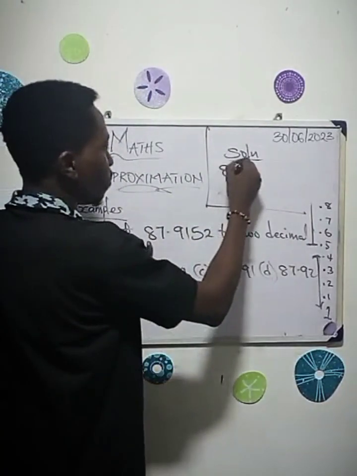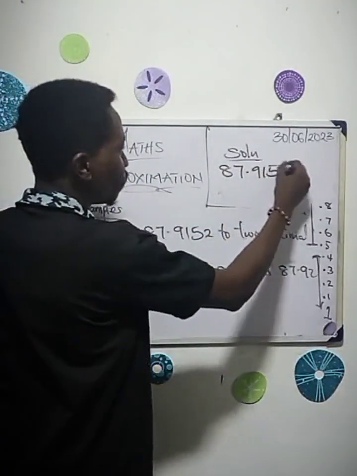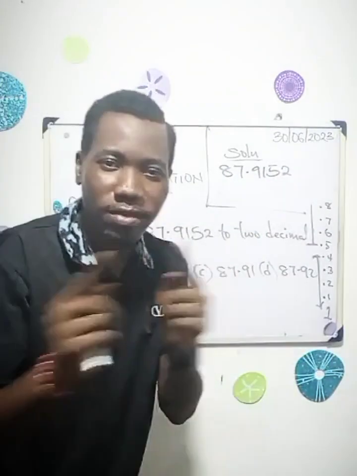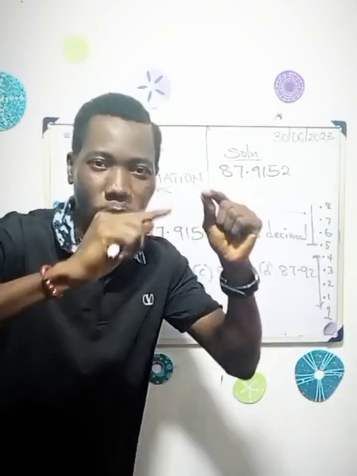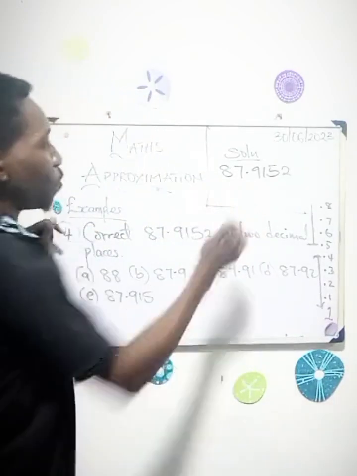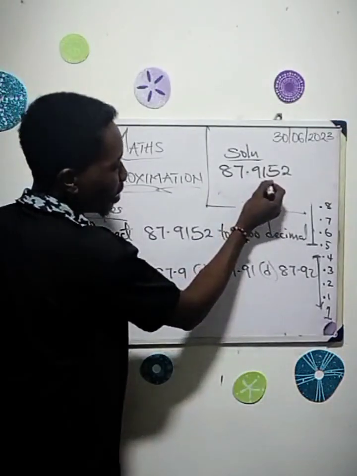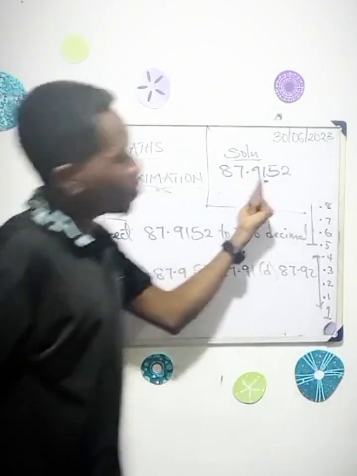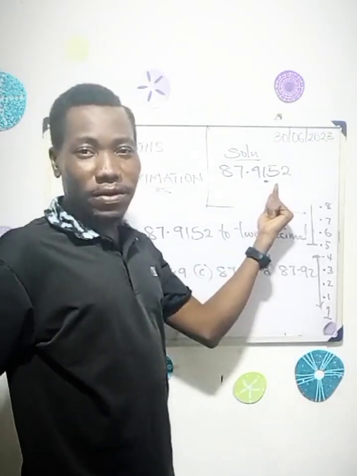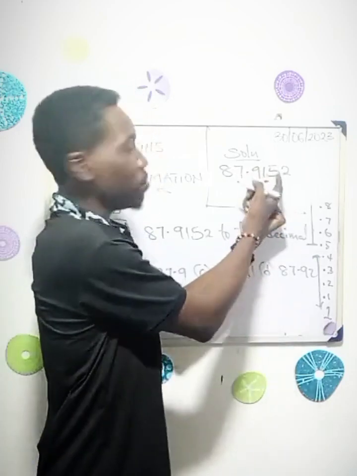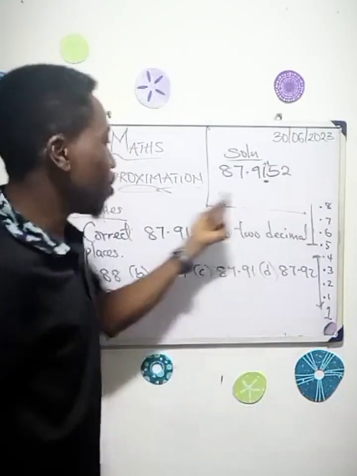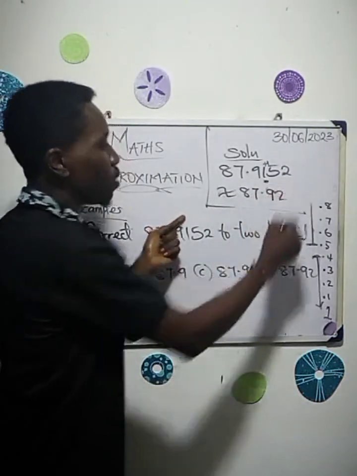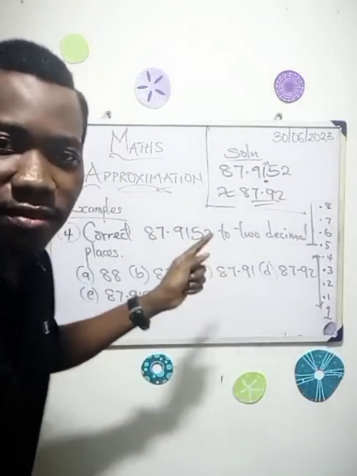Solution. So we have 87.9152 to 2 decimal places. Two decimal places again means what? It means 2 numbers after the decimal point. So the decimal point, then we have 1, 2. So the 1 here is in the second decimal place. What's the next number after it? 5. Are we rounding up or down? Of course we are rounding up. So we add 1 to 1 and it becomes approximately 87.92. So the answer is 87.92.